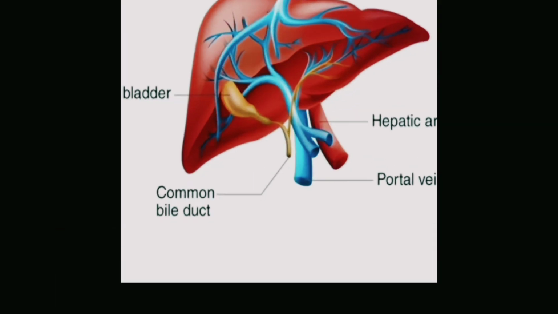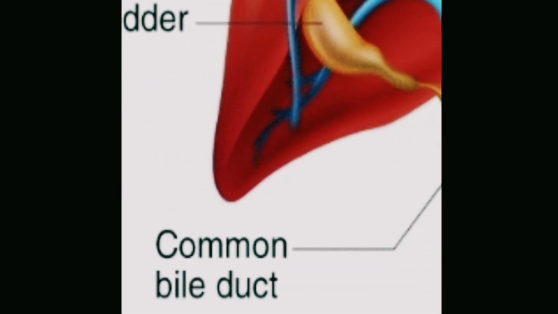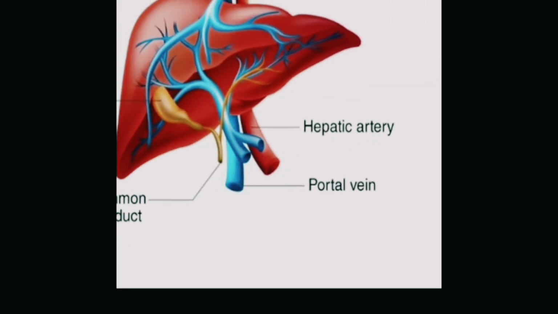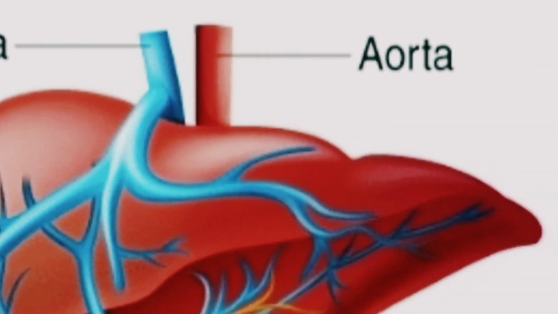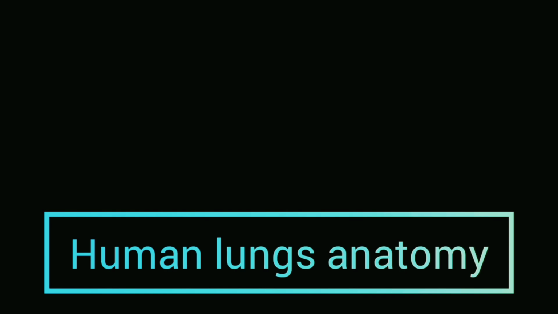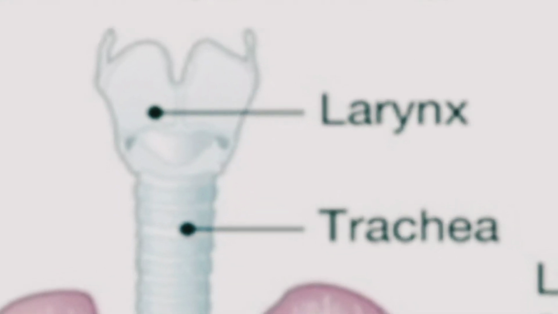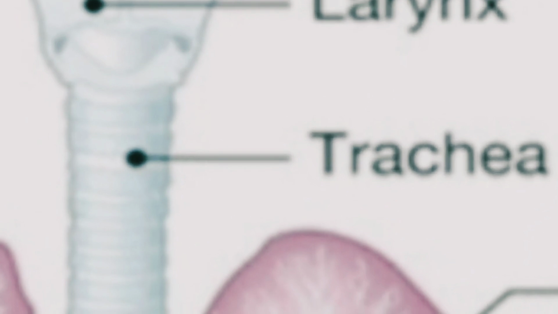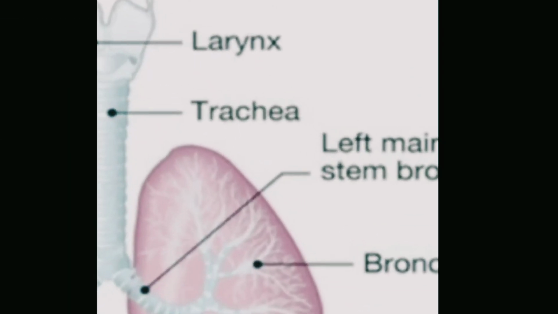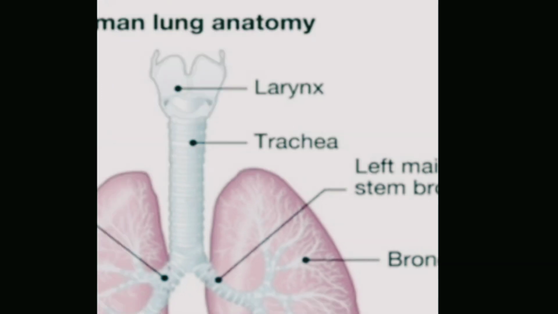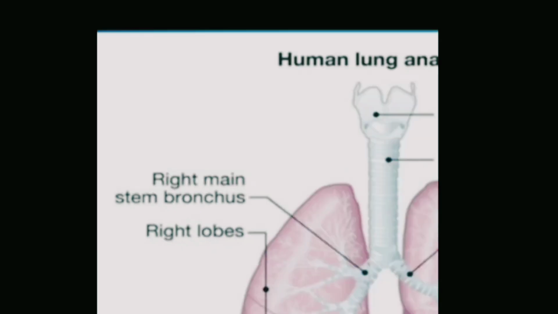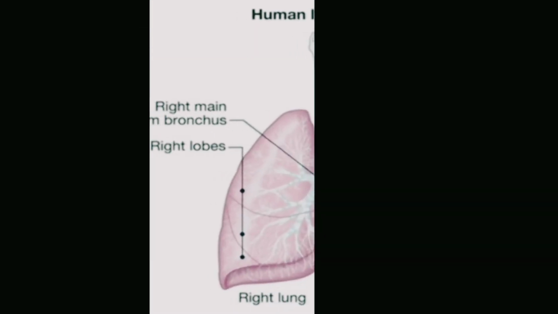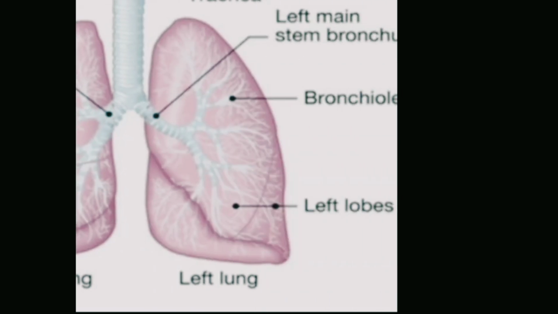Human liver, common bile duct, hepatic artery, portal vein, inferior vena cava, aorta, gallbladder, larynx, trachea, left main stem bronchus, right main stem bronchus, right lobes, left lobes, right lung, left lung, bronchioles.